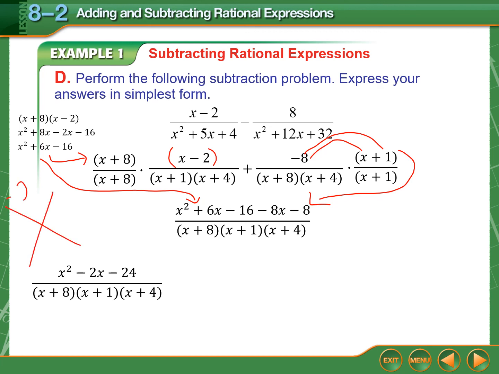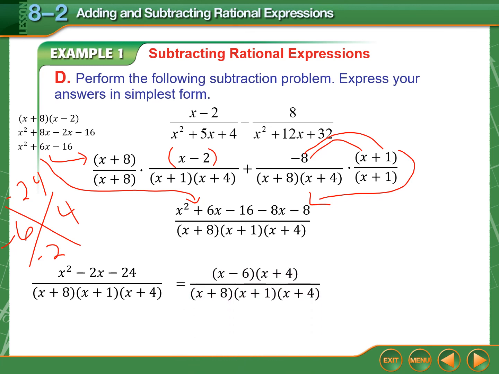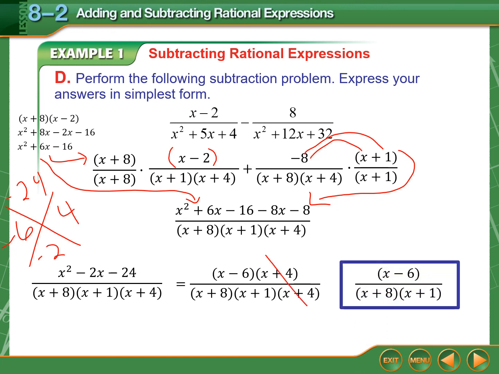We have negative 24 up here. We have negative 2 down here. What two numbers multiply to give me negative 24 but add up to a negative 2? 6 and 4. So I need a negative 6 because that 2 is negative, and I need a positive 4. So we go ahead and write it, and then what do you notice? I see x plus 4 and x plus 4 in the numerator and in the denominator. We can cancel those, and there we go. We have our answer.